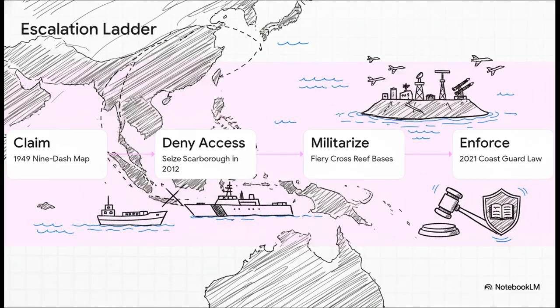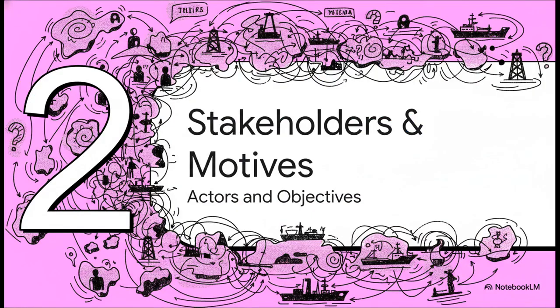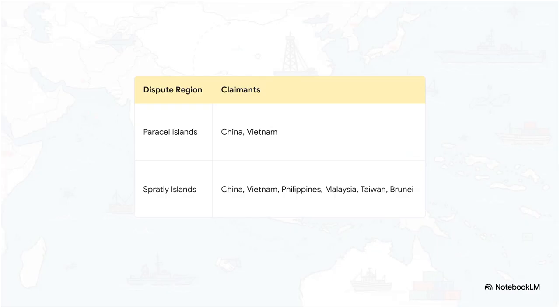Moving on to Section 2, stakeholders and strategic motivations, focusing on the actors and their objectives. If you map out the stakeholders, the complexity is just intense. Take a look at the Paracel Islands. That dispute is mostly a bilateral issue between China and Vietnam. But the Spratly Islands, that is a massively fragmented geopolitical flashpoint. You've got China, Vietnam, the Philippines, Malaysia, Taiwan, and Brunei all asserting overlapping claims based on their exclusive economic zones. With this many players, reaching any kind of consensus is incredibly difficult.